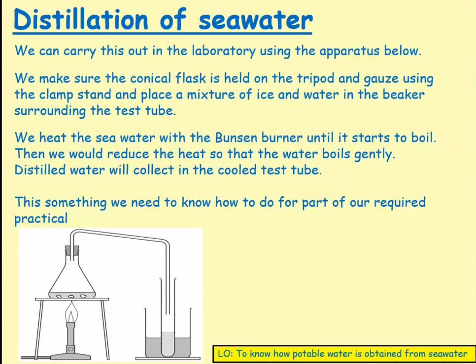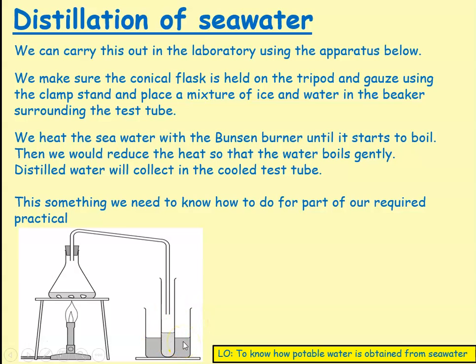Now, distillation of seawater we can do in the lab, and we can use the apparatus that you can see there. We make sure the conical flask is held on the tripod and gauze using a clamp stand and put a mixture of ice and water in the beaker that surrounds that test tube. So that's this one here.